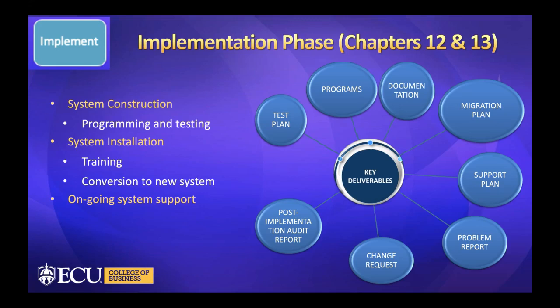The last phase of systems development lifecycle is the implementation phase. This is where we actually build the system, and then of course we have to test that it works. Then we install the system, and while the installation is being done, we're also training people to be able to use the system, and we will convert to the new system. Then we'll put in place things that are needed for ongoing system support.